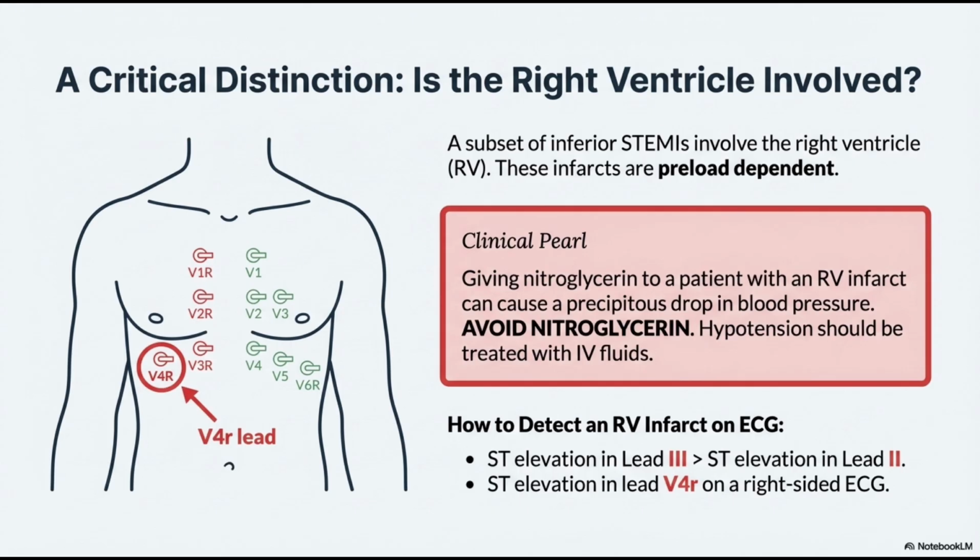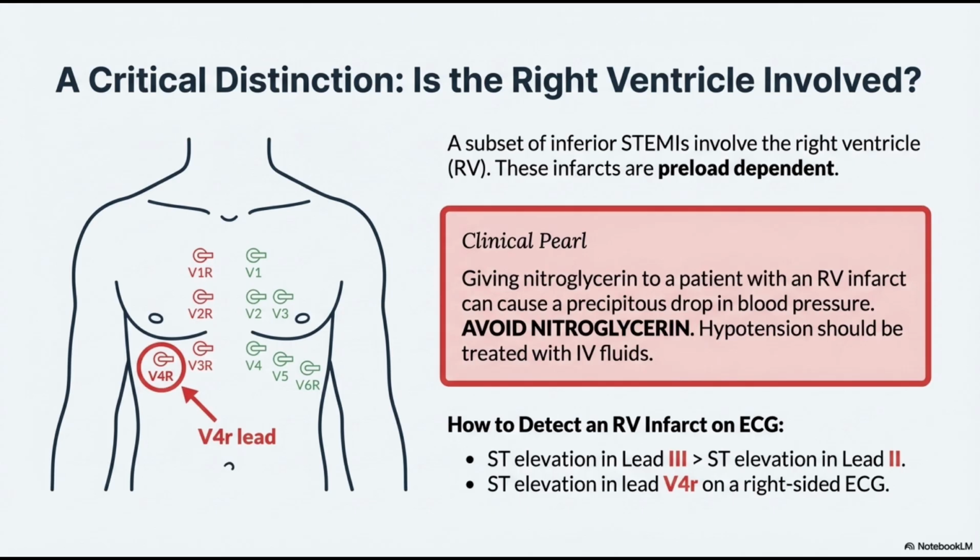What is the single biggest treatment mistake people make when they miss an RVMI? The single biggest danger is giving nitroglycerin. Wow. Nitrates rapidly decrease preload. That's the exact volume the struggling RV needs to maintain pressure. So if you give nitrates to this patient, they can crash instantaneously. A precipitous, uncontrolled drop in blood pressure. So how should you treat the hypotension? With IV fluids. Rapid administration of IV fluids to restore that critical preload. So the stakes are incredibly high.